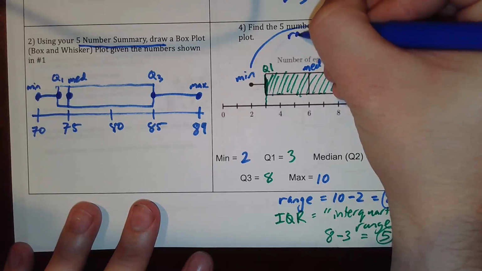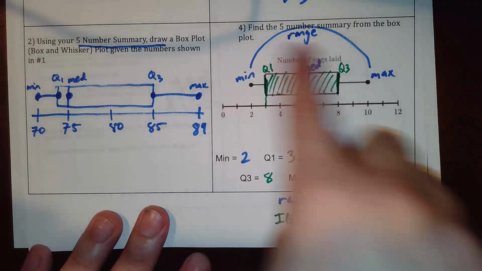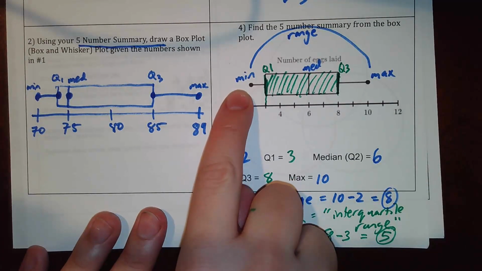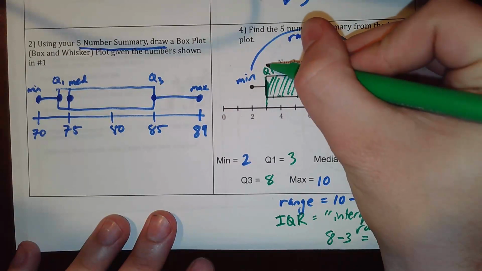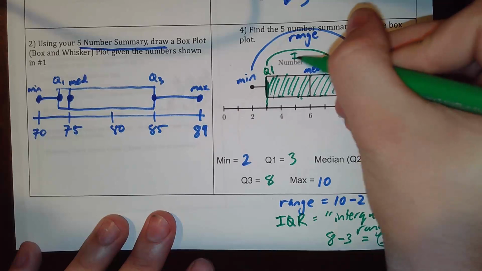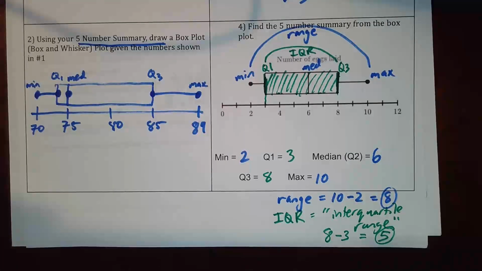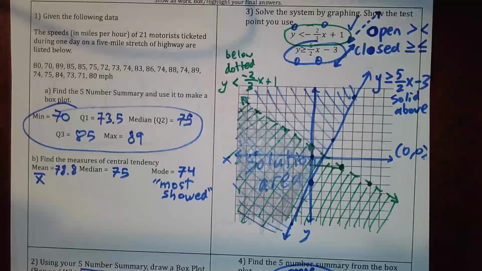So I'll label this here. The range is how far apart the maximum and the minimum are, while the IQR is how far apart the quartiles are, the interquartile range. Okay, let's move on.